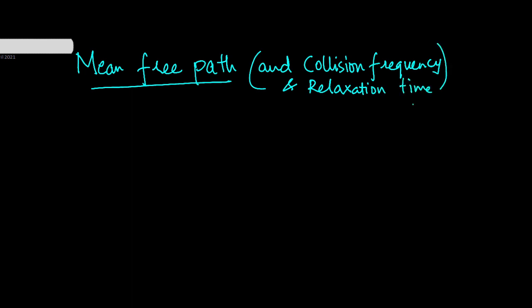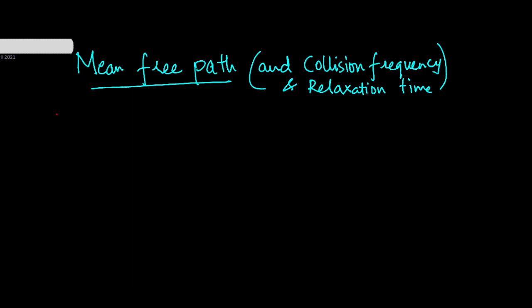Okay, these are all connected to each other. It is not that there are three separate derivations. Most of the steps are the same, and then at one step here or there you get some other quantity. So we are going to derive three things here: mean free path, collision frequency, and relaxation time. Okay, right? So let's begin. First of all, what is the meaning of these terms? Let's write that. Very simple meaning.